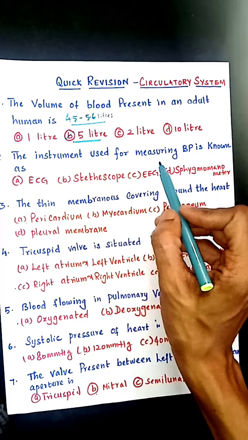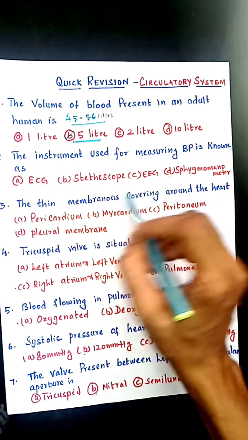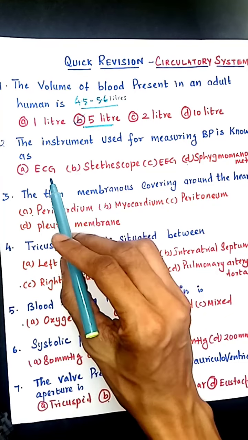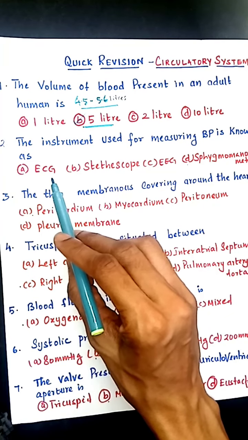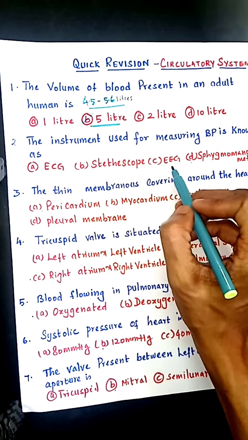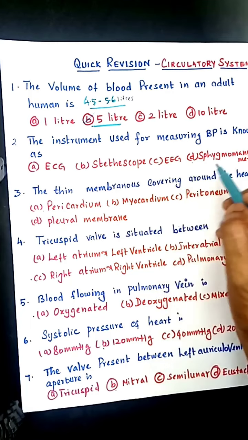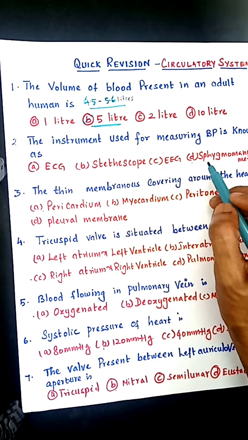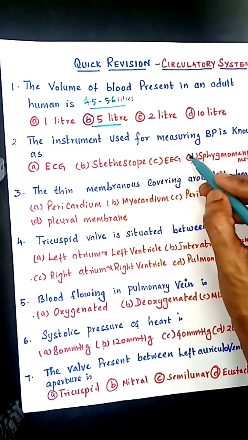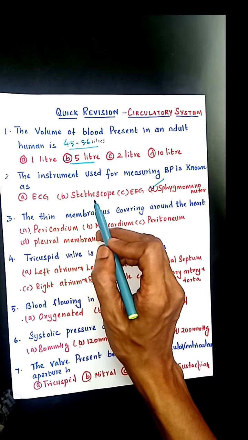The instrument used for measuring BP is known as ECG, stethoscope, EEG, or sphygmomanometer. ECG is used to record the electrical activity of the heart during a cardiac cycle. EEG is the electroencephalograph used to record the activity of the brain, signals of the brain. And sphygmomanometer is the instrument used for measuring the blood pressure. So the correct choice is sphygmomanometer. Stethoscope is used by doctors to hear the heart sound.